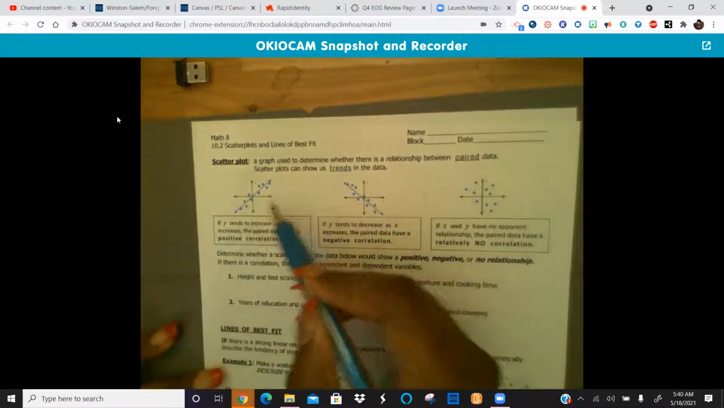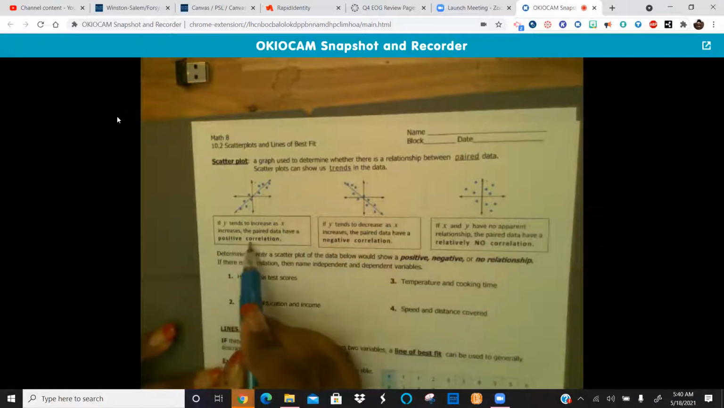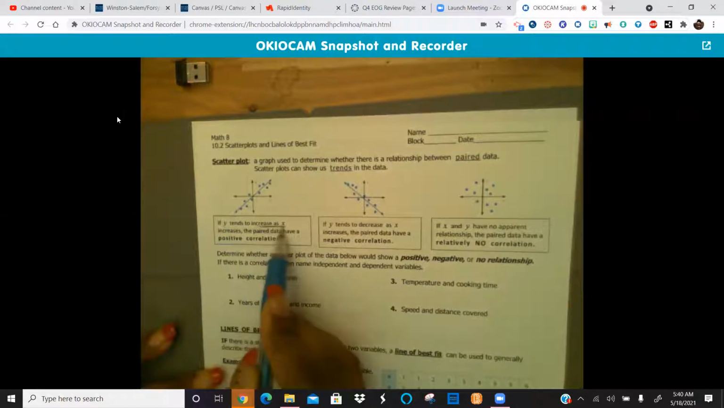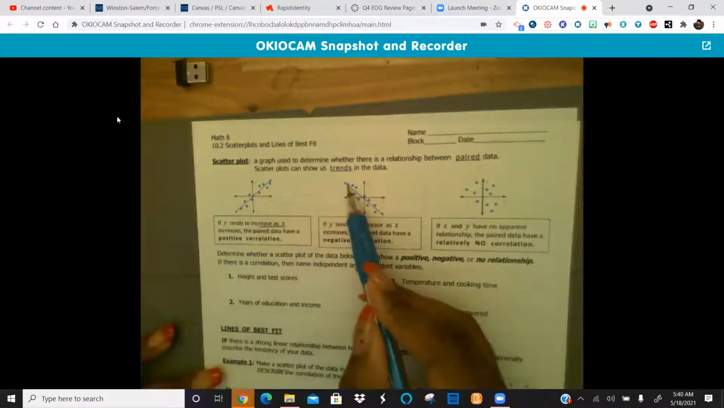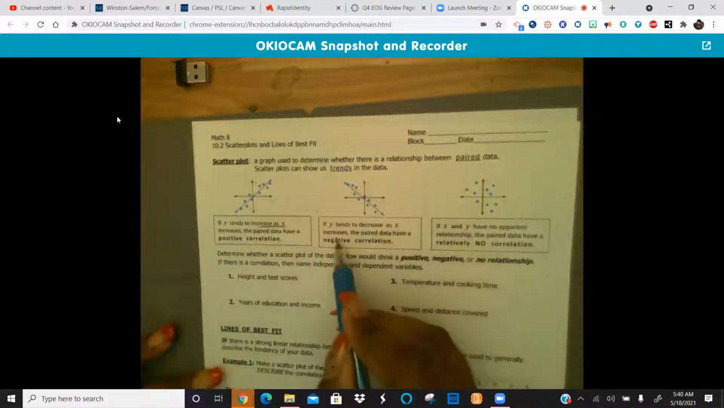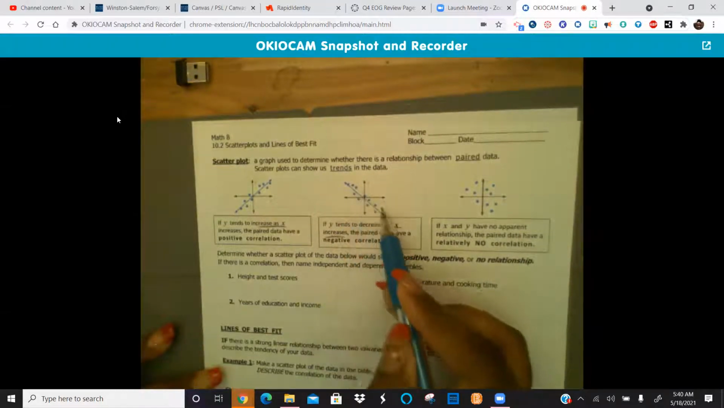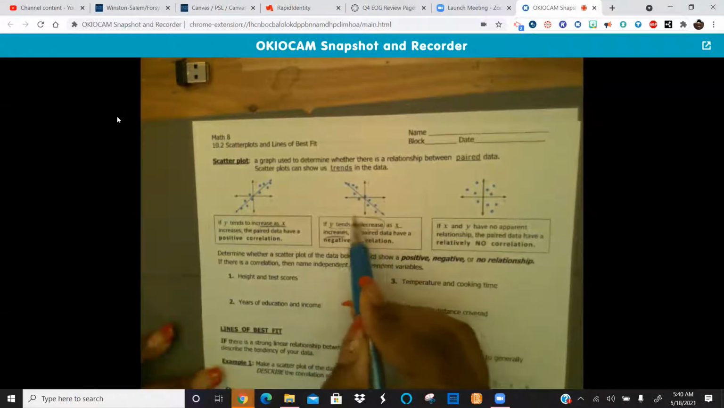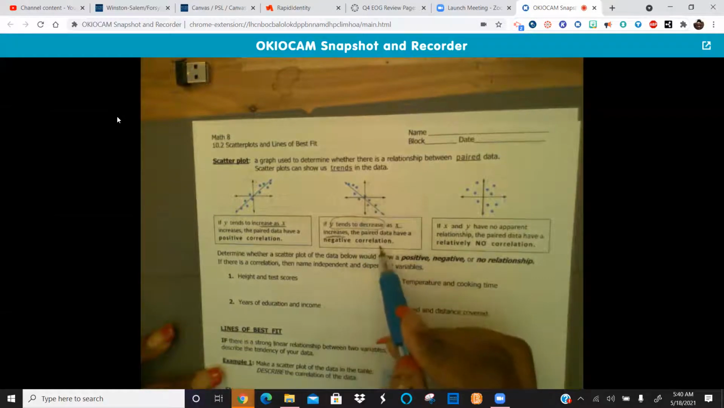When you see a scatter plot where the points are going up, this is a positive correlation. That means as x increases, and x is always going to increase, y is also increasing. When you see points going down, that means x is increasing, but your y values are decreasing. That's important. So this is a negative correlation.